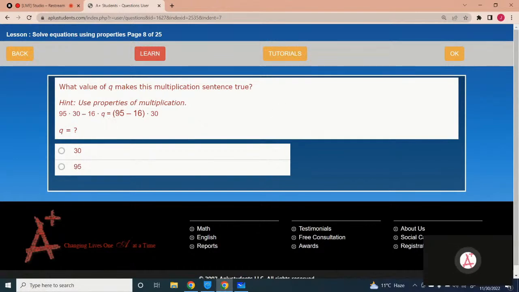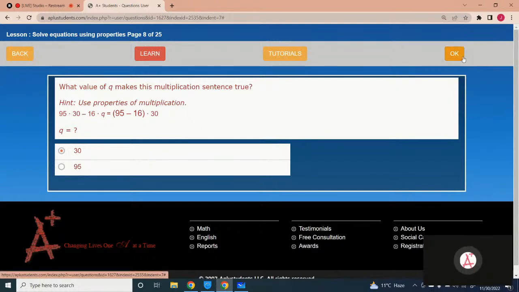Just look at this side. 30 is multiplying to both numbers inside the bracket. It would be 95 times 30 and subtract, then it would be 16 times 30. Got it? You have written 16 here. Just 30 is missing. Just match the numbers. 95 times 30, 16 times 30. Got it? On both sides 30 is multiplying to both the numbers. So it would be 30. Got it?